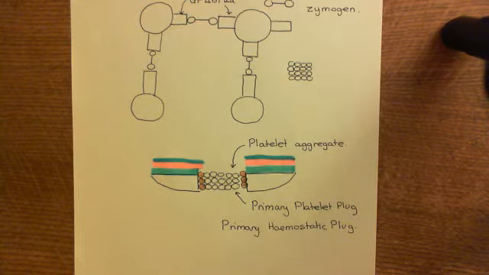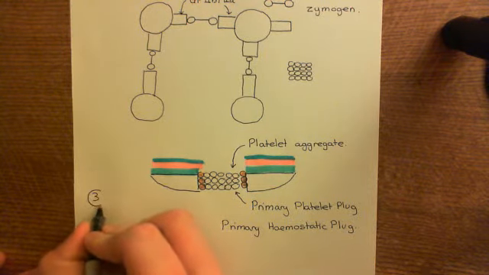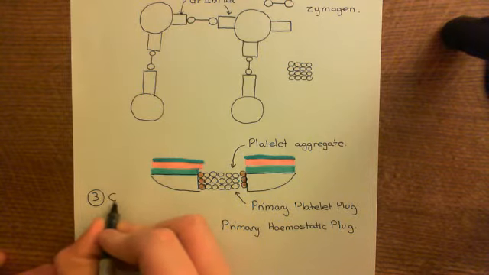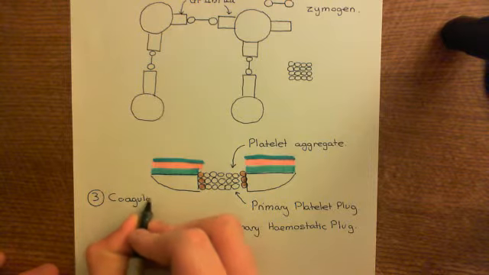Okay, right. So this formation of the primary hemostatic plug is the second portion of the hemostatic response. Now let's move on to the third portion of the hemostatic response. The third portion of the hemostatic response is coagulation. So we need to discuss what coagulation actually is.